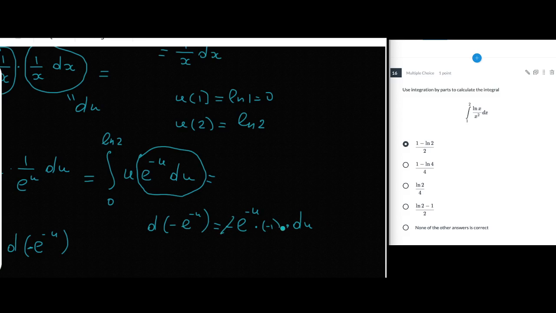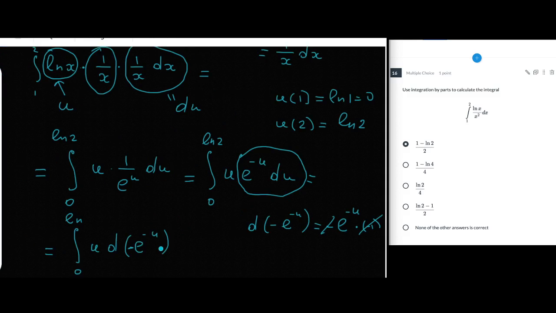The two negative signs cancel out, and I get that e to the power negative u du equals the differential of negative e to the power negative u. And right now, the integral looks exactly how we would want an integral to look in order to apply integration by parts, because it's written in the form integral of u dv. U is u and v is negative e to the power negative u. We're integrating from 0 to ln of 2.